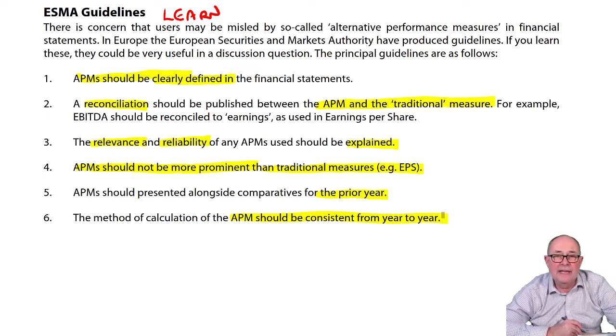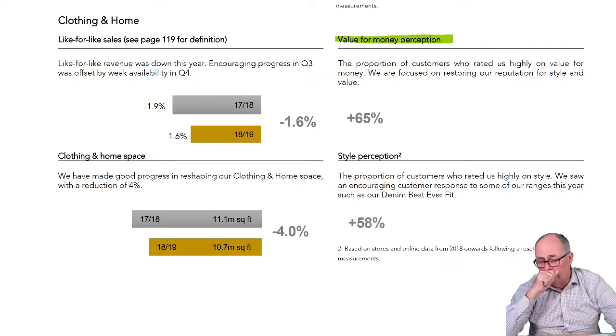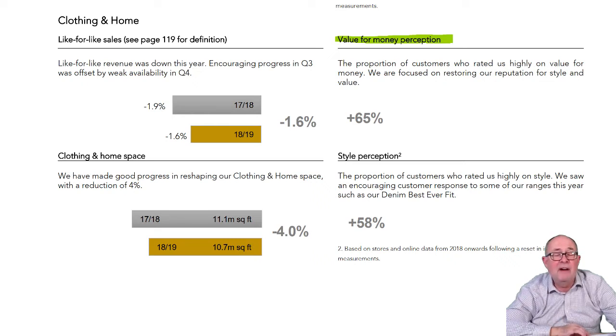To get a better feeling, I would download a set of accounts. I quite like Marks and Spencer's. If you're able to download that, just Google annual report Marks and Spencer's. It's a very clear summary again of what measures they're using, and the language is very friendly to the investors and to us as well.